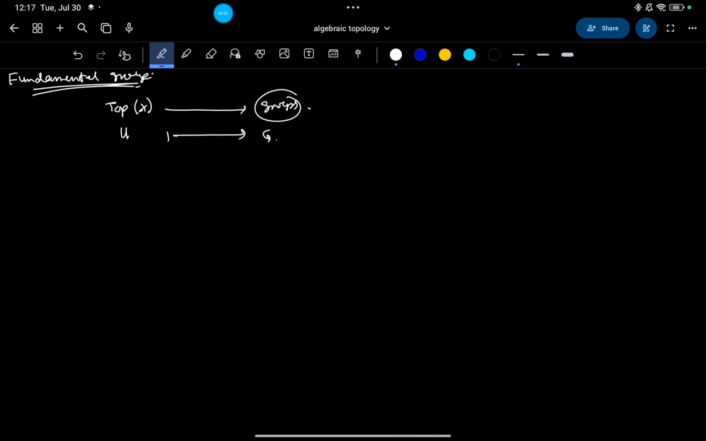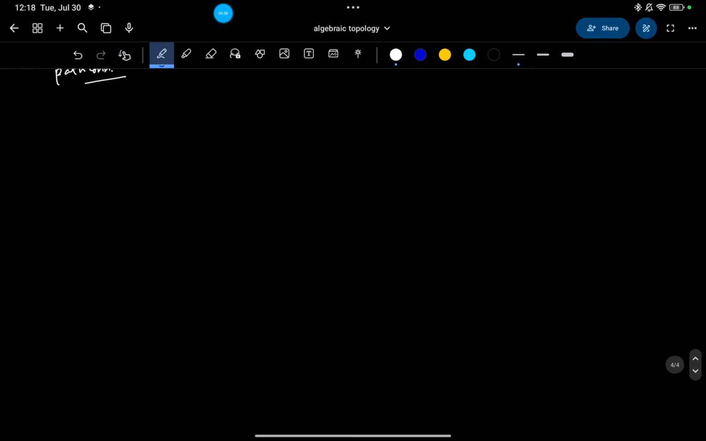Okay, and most importantly, this X should be path connected. So that means whenever you have a path connected topological space X, if you want to study some basic property which is not feasible to study in the topological setup, you can move to the group setup, like taking its fundamental group. So first let us know what is the construction.